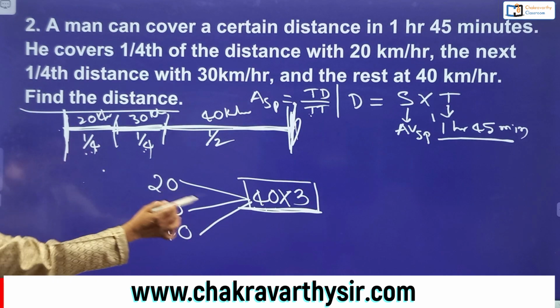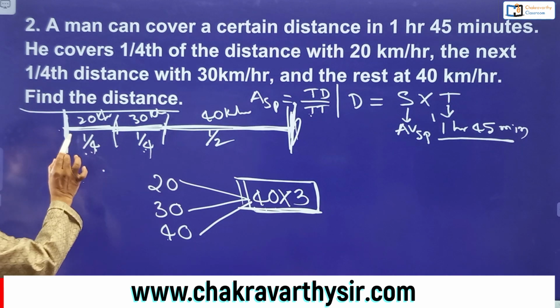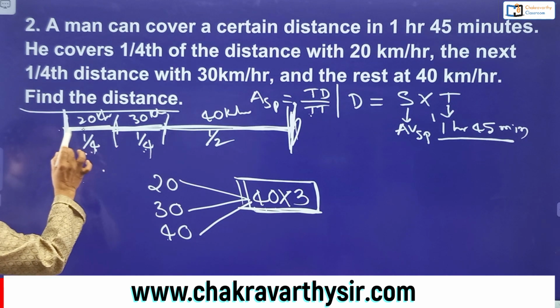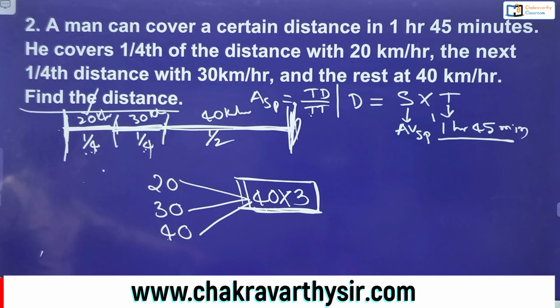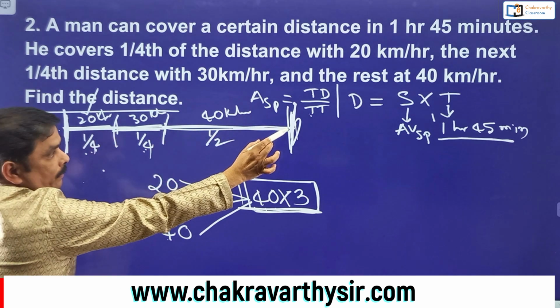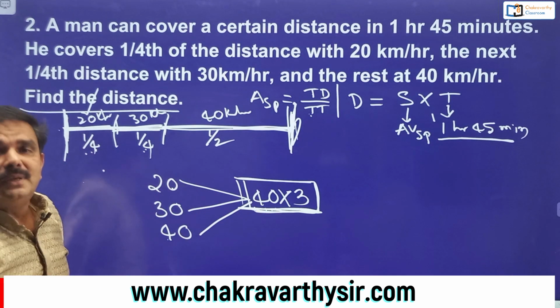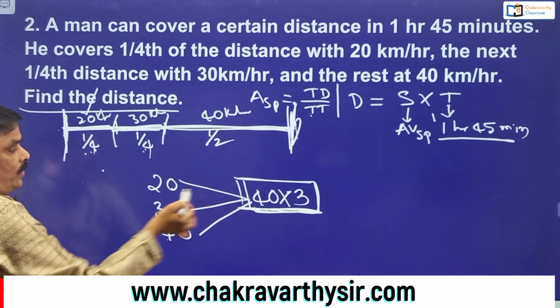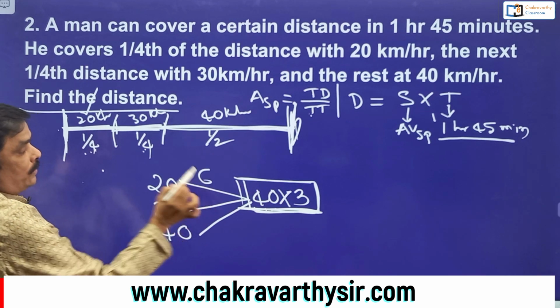Now, here for the entire journey, actually from here to here, this 1/4 journey only, he went with 20 kilometers per hour. But for our convenience, from here to here, if he goes with 20 kilometers per hour, how much time would it be taking? How much here? 40 into 3 by 20. 20, this is 2 times. 2 into 3, 6. 6 hours it would take.